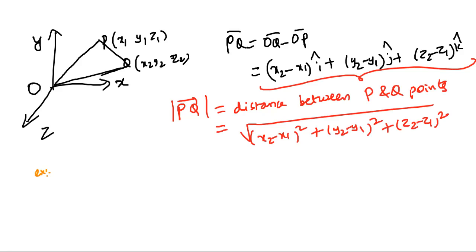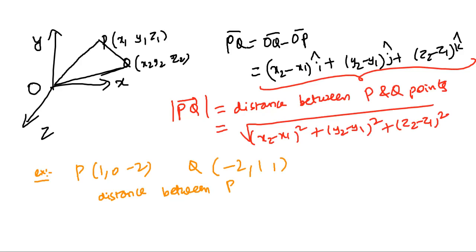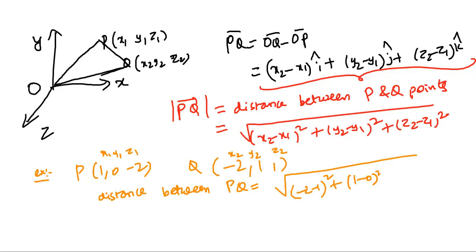So therefore, if there is a point 1, 0, minus 2 and there is another point minus 2, 1, 1, what is the distance between these 2 points? Simple formula: root over, call it x1 y1 z1 and x2 y2 z2, x2 minus x1 whole square, y2 minus y1 whole square, z2 minus z1 whole square. That is equal to 3 square and 3 square, 9. So root 19.